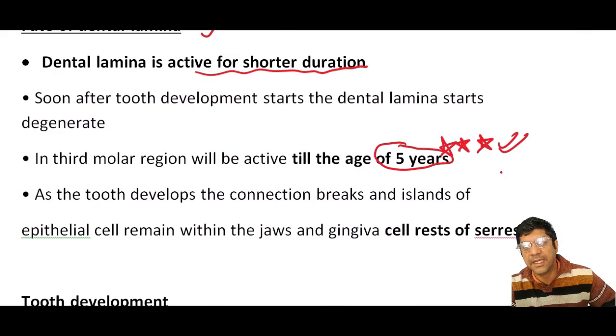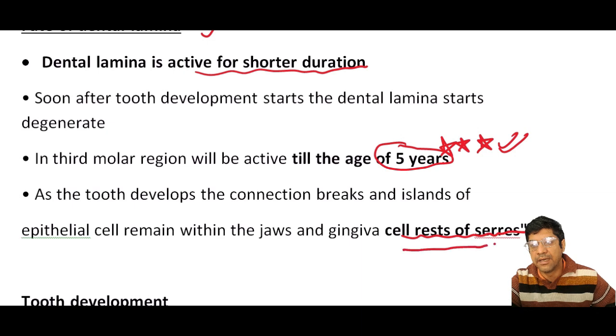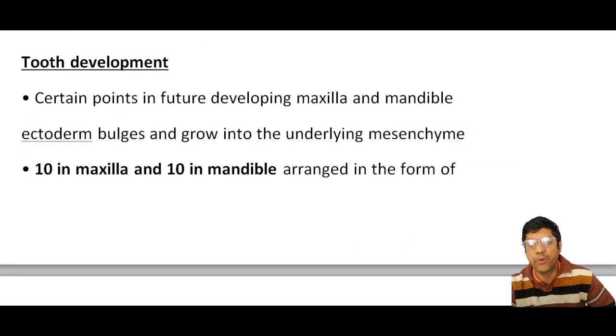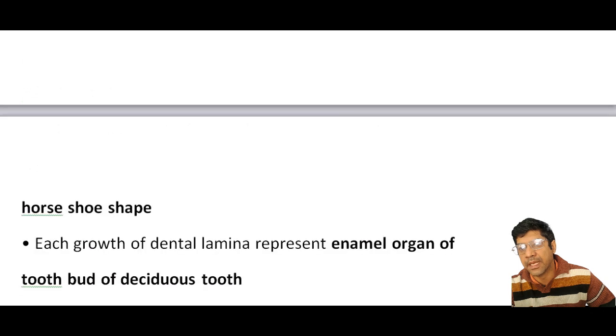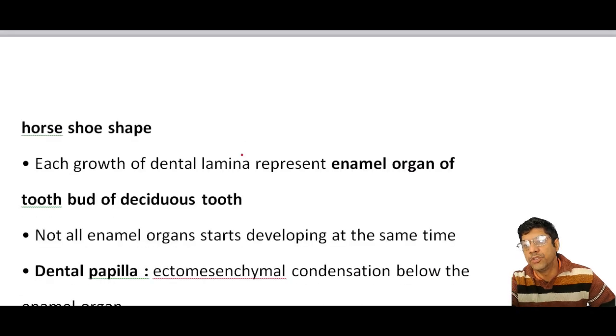After the disintegration, the remnants of the dental lamina persist as epithelial pearls or islands within the jawbone and even within the gum tissue. These remnants are termed cell rests. At certain points in the future developing maxilla and mandible, the ectoderm bulges and grows into the underlying mesenchyme. There, the 10 tooth buds in the maxilla and 10 in the mandible are arranged in the form of a horseshoe shape.